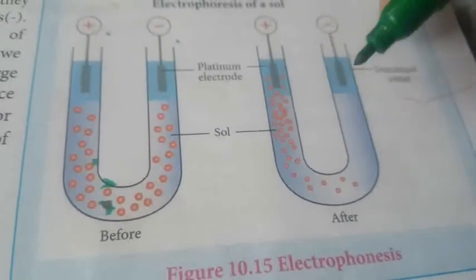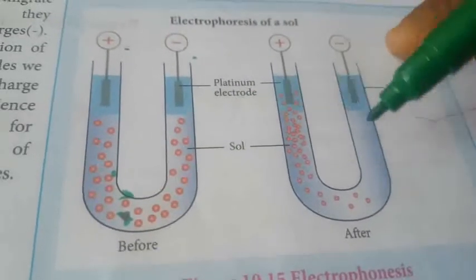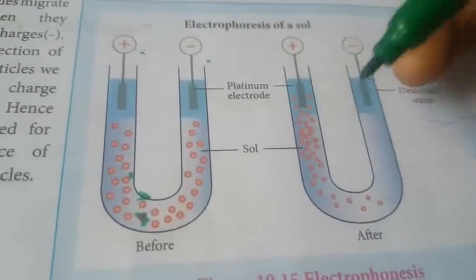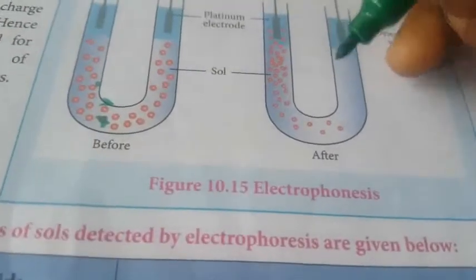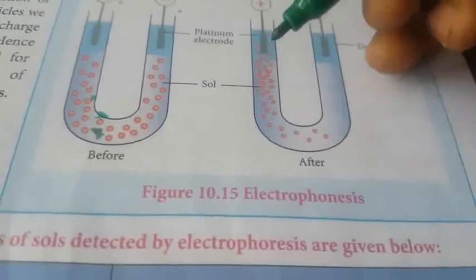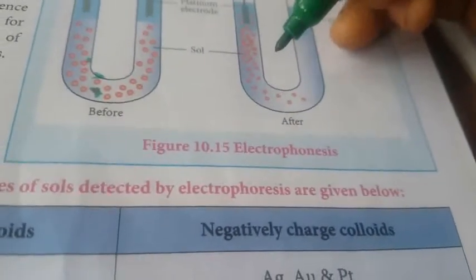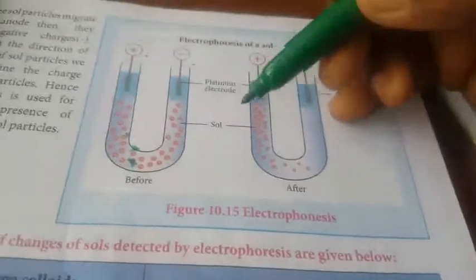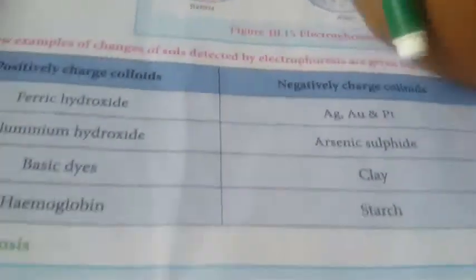So according to this, when under the influence of an electric field, the particles move towards the respective electrode, that is called electrophoresis. Under the influence of electric field, the particles move towards the respective electrode, that is the cathode or anode. When the sol particles move towards the electrode, that is called electrophoresis. So next one is what is meant by electro osmosis.